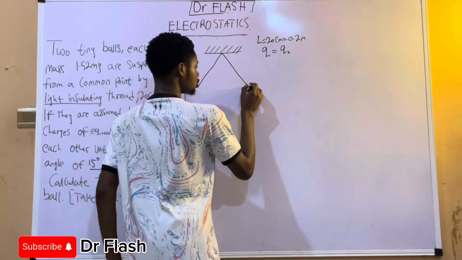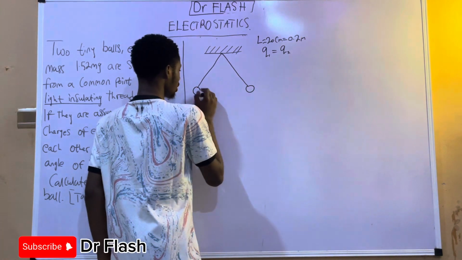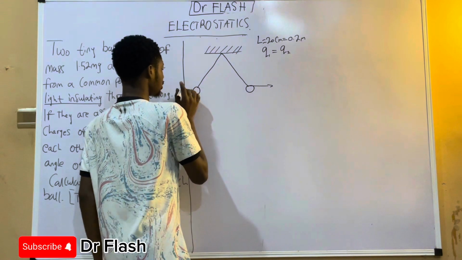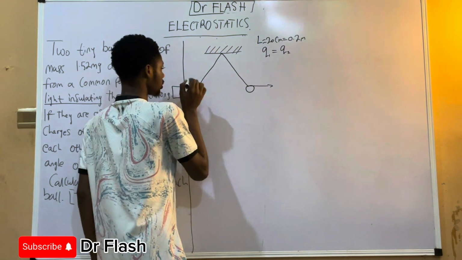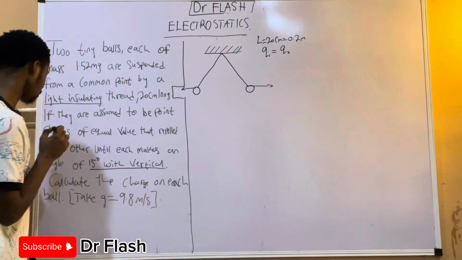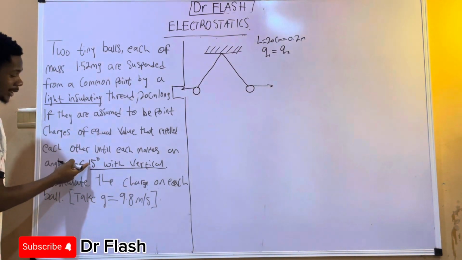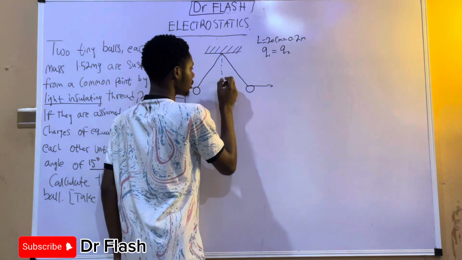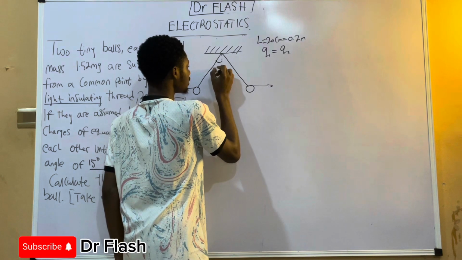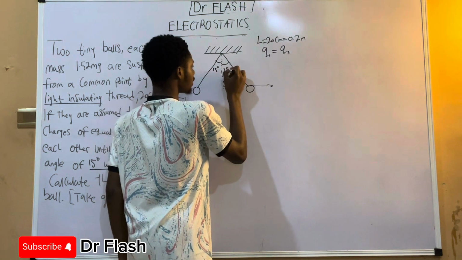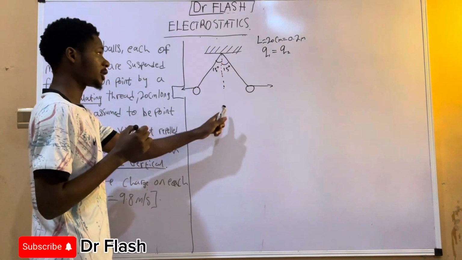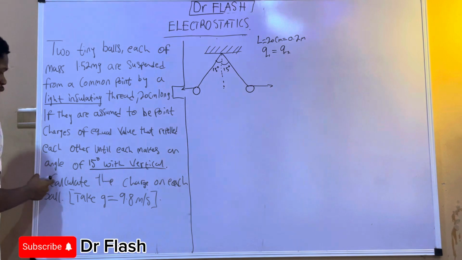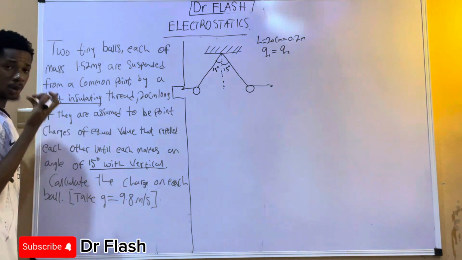Okay, so we're going to assume these are the two balls and they are repelling each other. So this one will move away with a force, and this one as well is going to move away with a force. Okay, now the question further said that they repelled until each made an angle of 15 degrees with the vertical. Each. So if we're having a vertical line here, we're having 15 degrees and we're having 15 degrees as well. Each of them is making an angle 15 degrees with the vertical. The question then went further to say we should calculate the charge on each ball. That's what it simply asked.